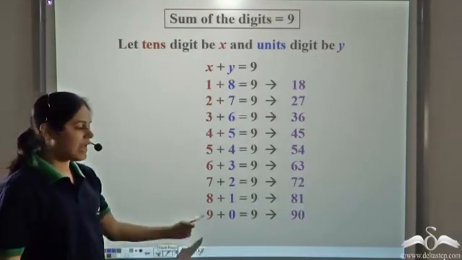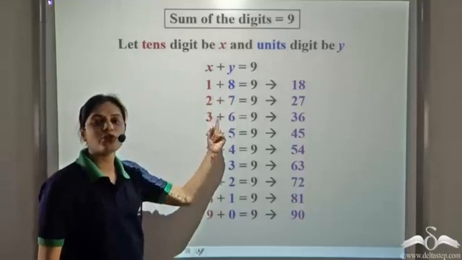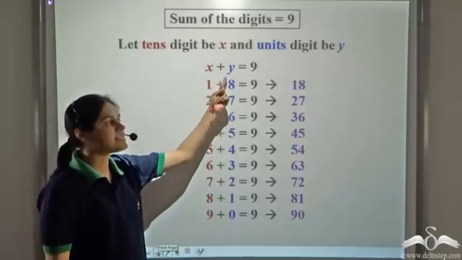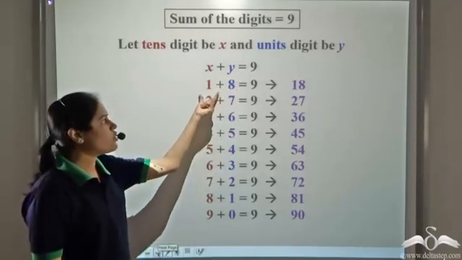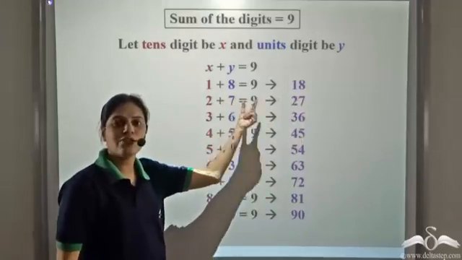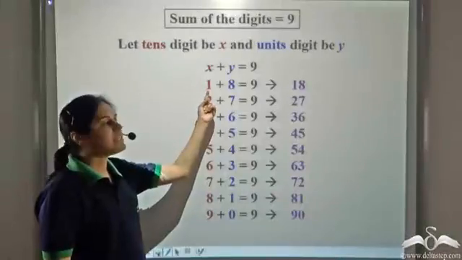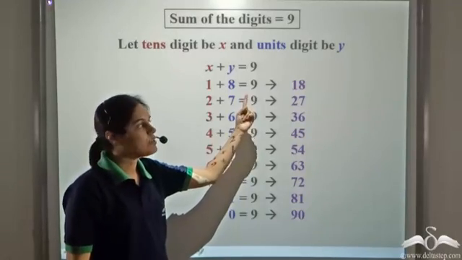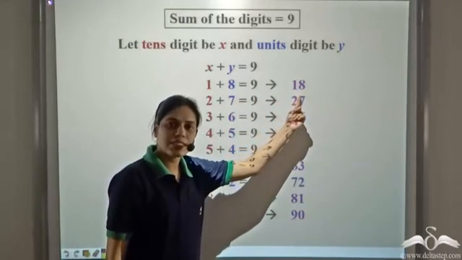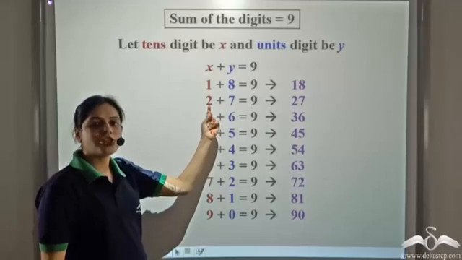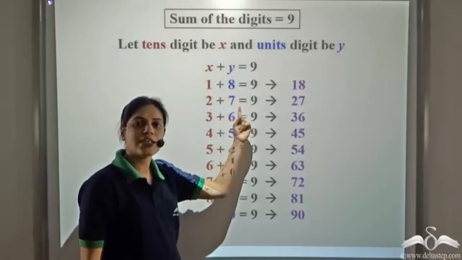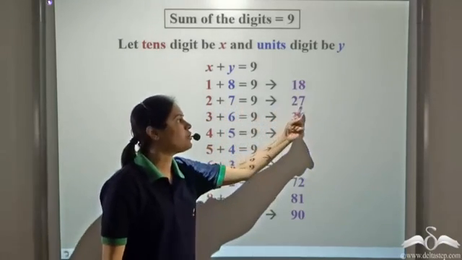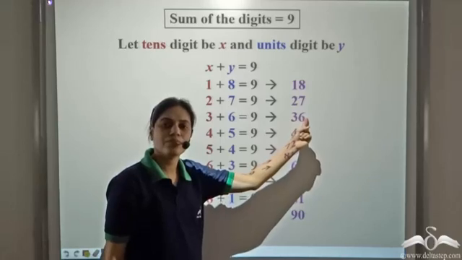So going on till 9, we get the different possible combinations for x and y. And corresponding to each combination, we have a number. So when the tens digit is 1, the units digit has to be 8. And the corresponding number is 18. When the tens digit is 2, the units digit has to be 7. And the corresponding number is 27.